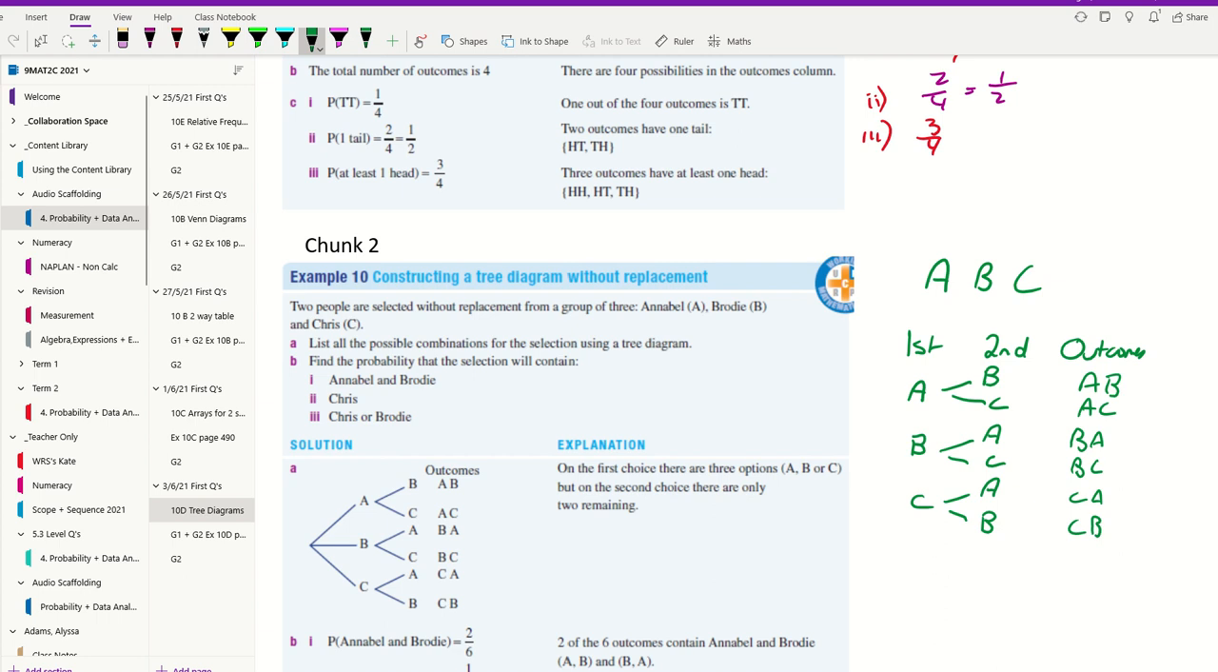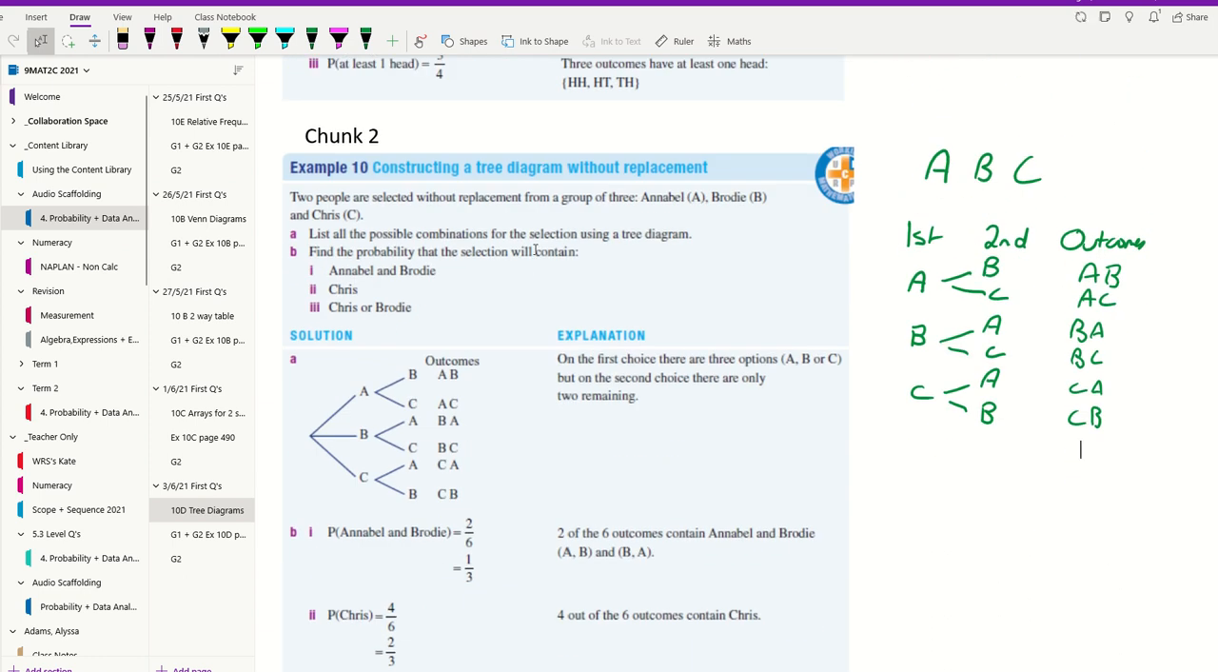Okay, find the probability that the selection will contain Annabelle and Brody. So we've got question A, we've got Annabelle and Brody. So we're looking for AB or BA. That's AB, BA, Annabelle and Brody. So we've got two chances out of six, which is a third.